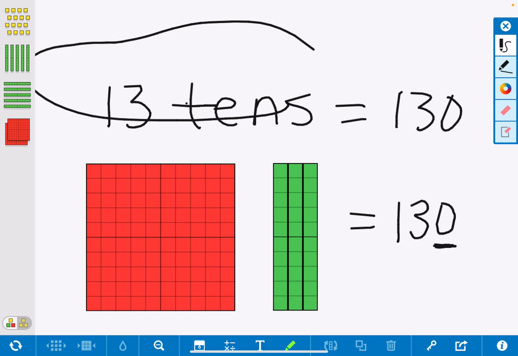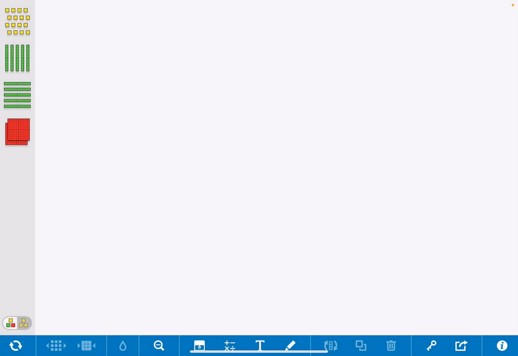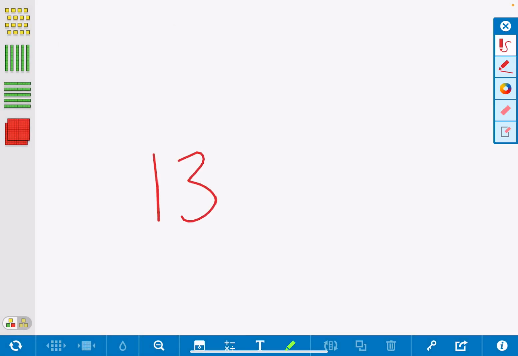Okay, now here's a really easy way to know that 13 tens equals 130. You'll notice you still see the number 13 in the answer. 1, 3, and then there's just a 0 at the end. Okay, so if you have 13 tens, a trick is you can just write 13 and put a 0 on the end. Okay, if you're converting from tens, just put a 0 on the end. Okay, if I had 13 hundreds, I would put 2 zeros on the end.